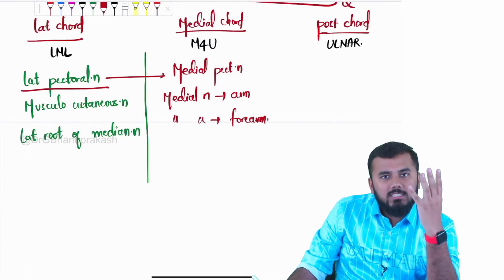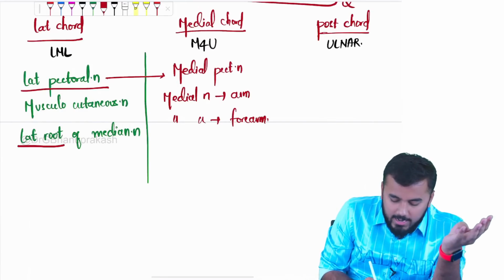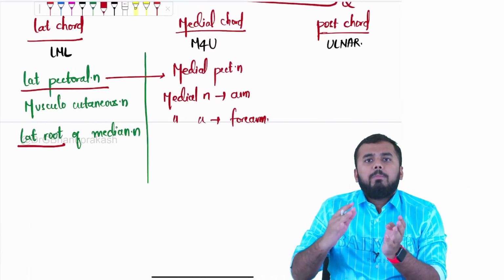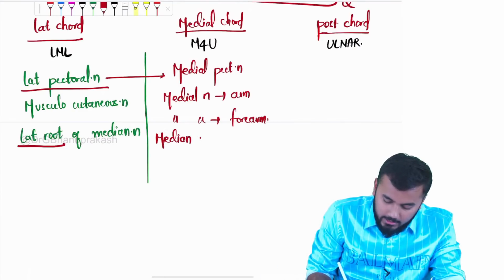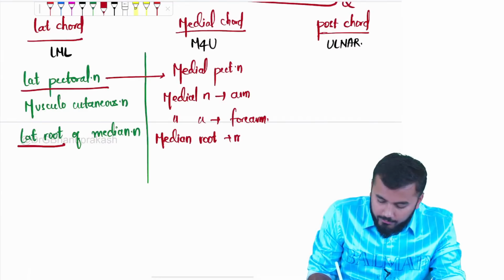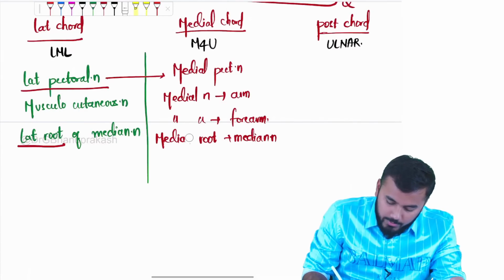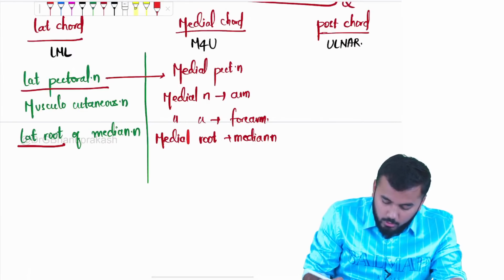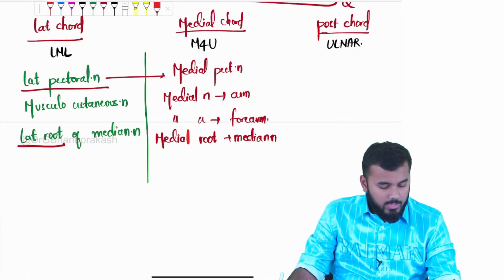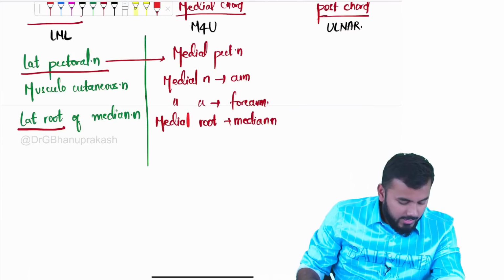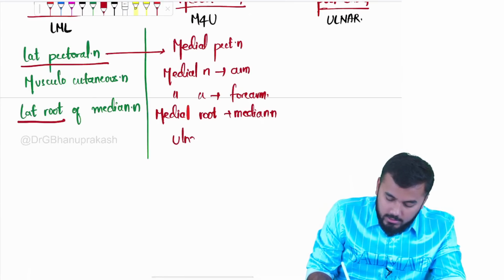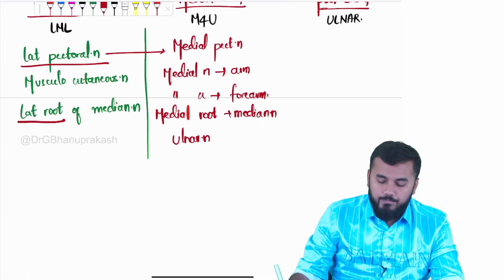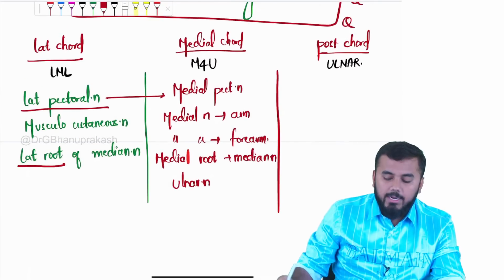Three M's are finished. What is the last M? Look here. If there is a lateral root of median nerve, there will be a medial root of median nerve, right? And obviously, what does U stand for? U stands for ulnar nerve. We are done with the medial cord also.